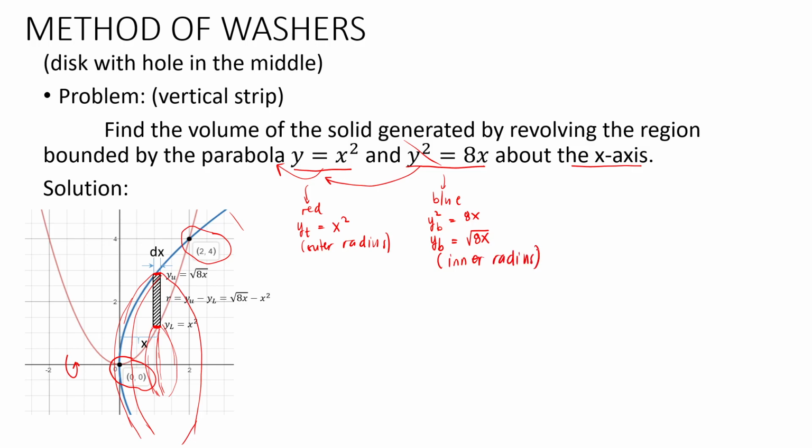So again, the concept behind the washer is that you're more or less solving the area of a ring. So this is the outer circle minus the inner circle. So that is the concept behind this method.